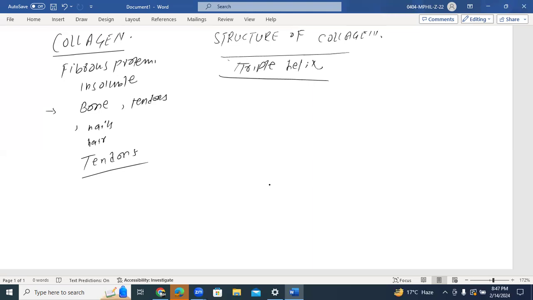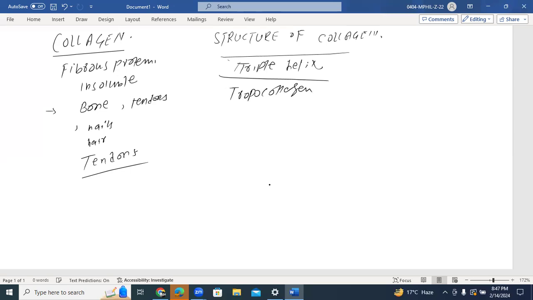About 1,000 amino acids may be present in each chain, right? Every third amino acid in each chain is glycine, the smallest amino acid, which allows the three helical strands to pack together. This triple helix compound is also called tropocollagen. We call it tropocollagen.